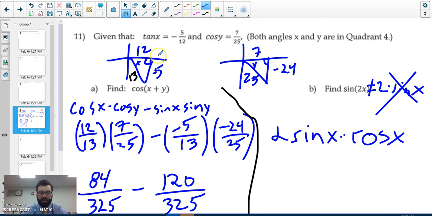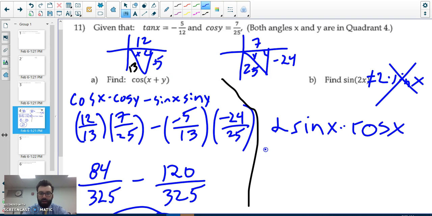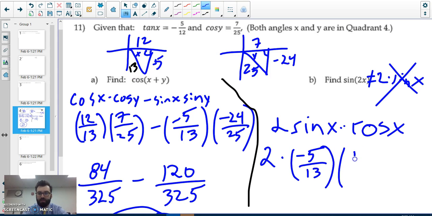So I know the sine of x is opposite over hypotenuse, negative 5 over 13. And I know that the cosine of x is 12 over 13, adjacent over hypotenuse. Now be careful when you're multiplying these fractions together, all right? Remember, 2 is equivalent to 2 over 1. So 2 is only being multiplied to the numerators up here.